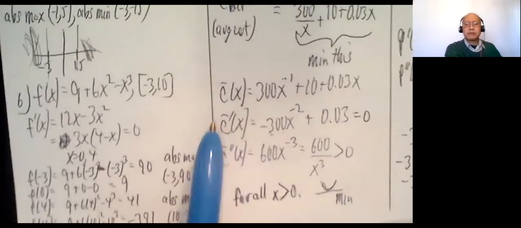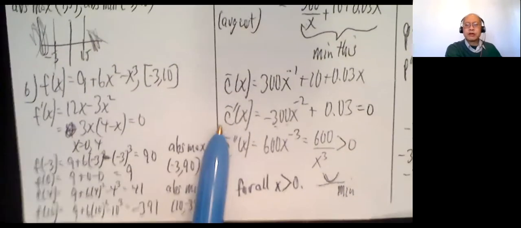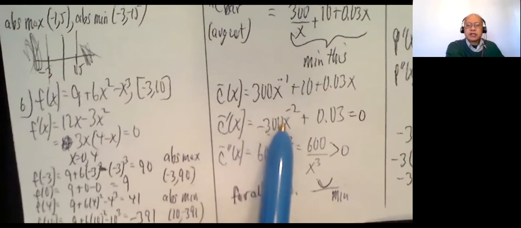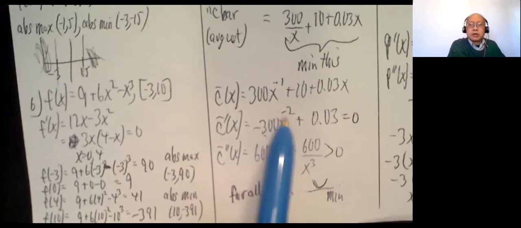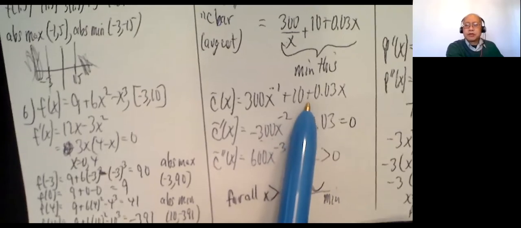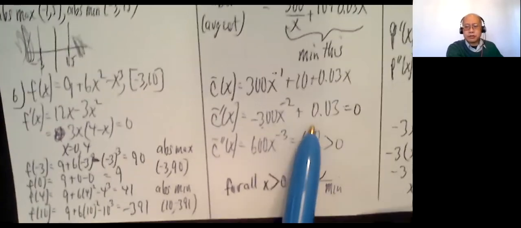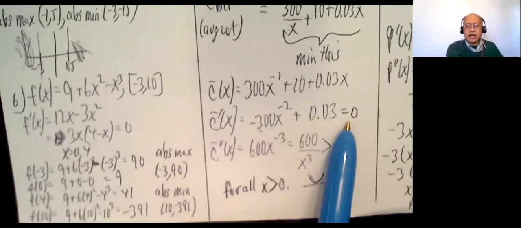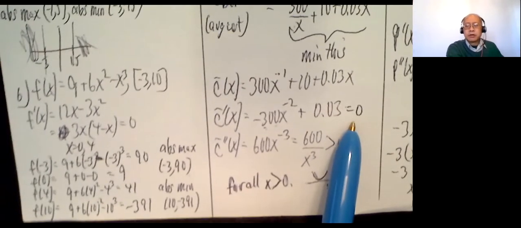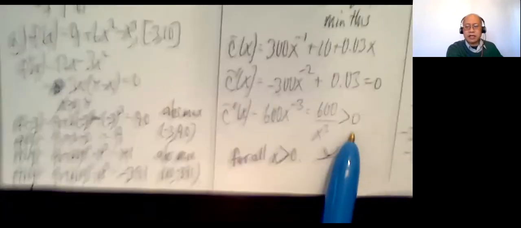All right, so C bar prime, first derivative, is negative 1 times 300, which is negative 300, x to the negative 2. And the derivative of 10 is 0. And the derivative of plus 0.03x is 0.03. And yes, I'll be setting that equal to 0 in just a second. But let me go straight to the second derivative analysis.